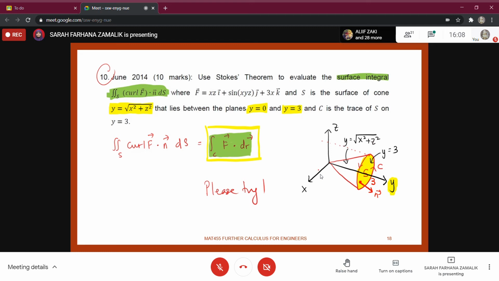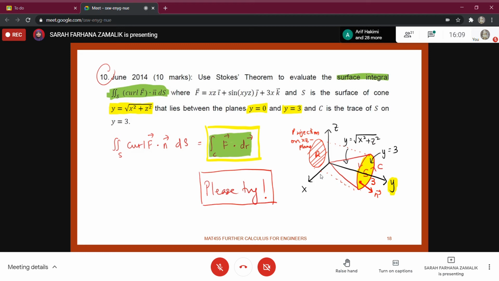Nak guna polar ke nak guna dy dx? Polar. Yes, polar. Lagi satu, tengok projection dekat mana. Okay, this is the projection on xz plane. So bila nak tukar polar, C kita ni semuanya kena tukar in polar.